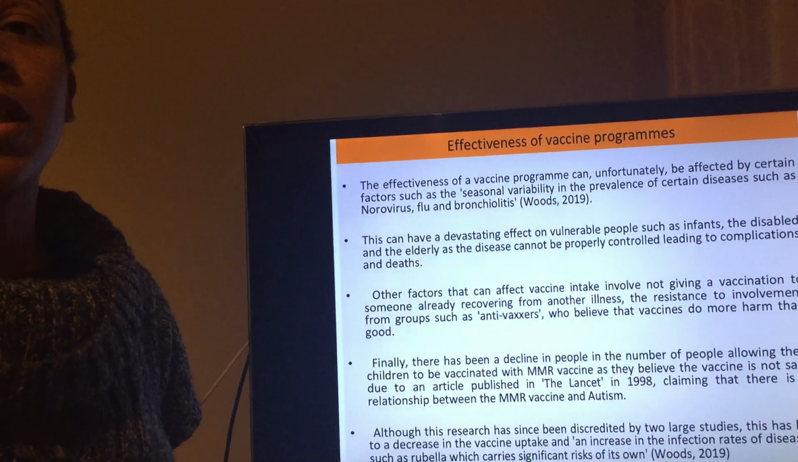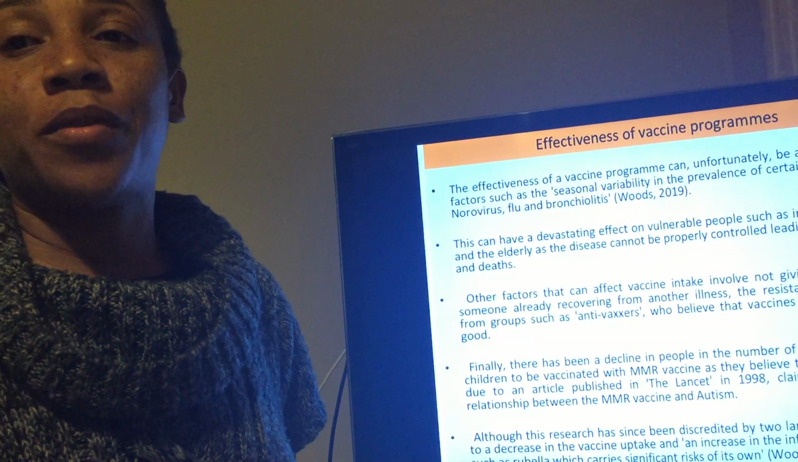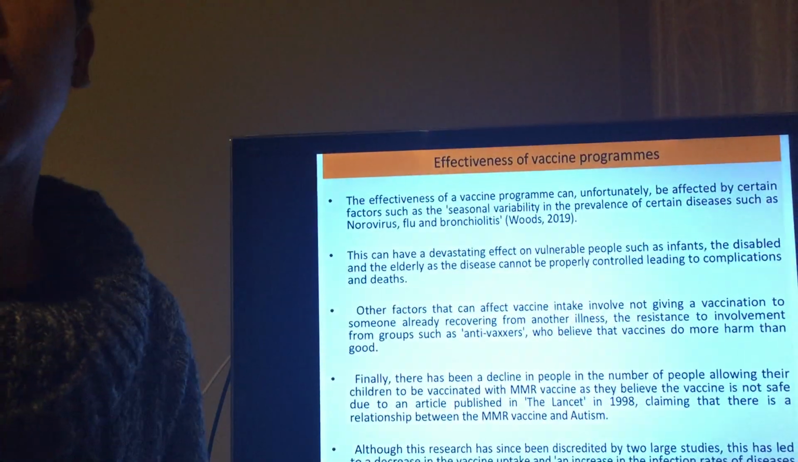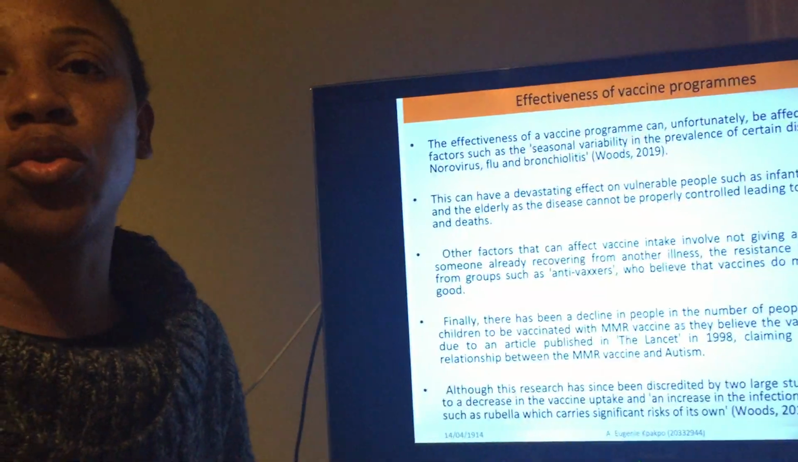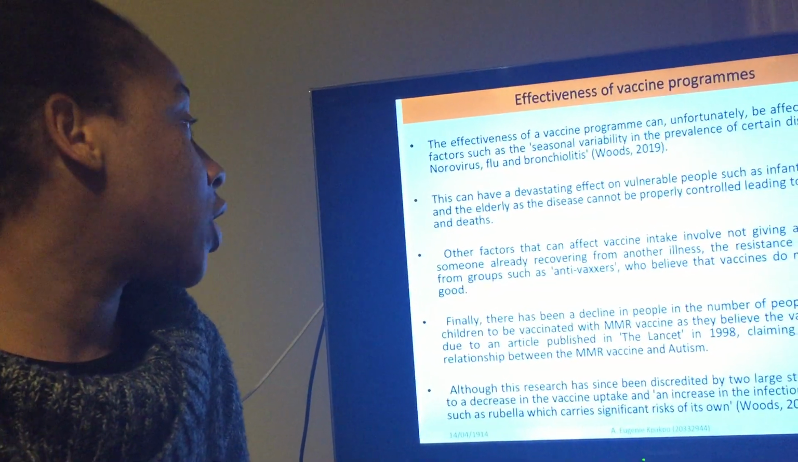The effectiveness of vaccine programs, however, can be subject to factors such as the seasonal variability in the prevalence of diseases such as flu or norovirus. This makes the disease difficult to control and can have a devastating effect on vulnerable people such as the disabled or the elderly.